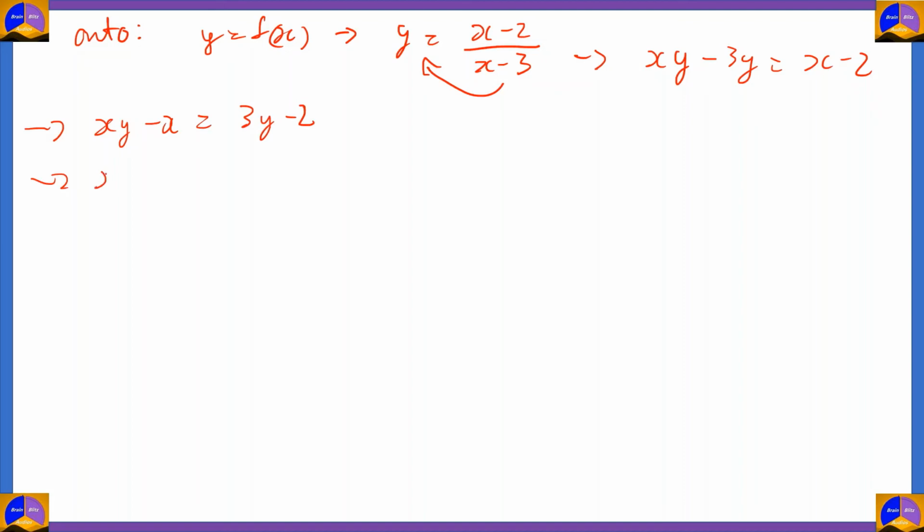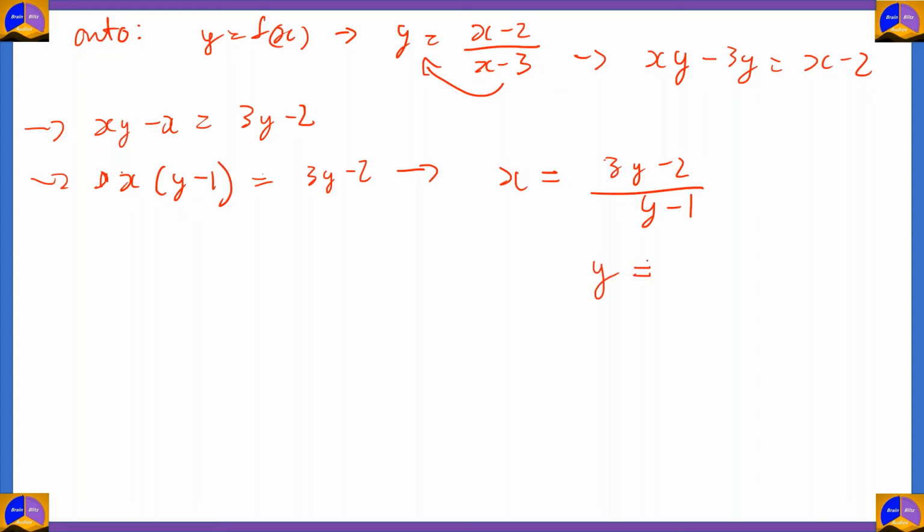Taking x common, we'll get x into y minus 1 equals 3y minus 2, which we can use to take x as 3y minus 2 by y minus 1. So the value of y can have all values of the real number line except 1, because if it has 1, then the denominator becomes 0 and the function will not be valid.